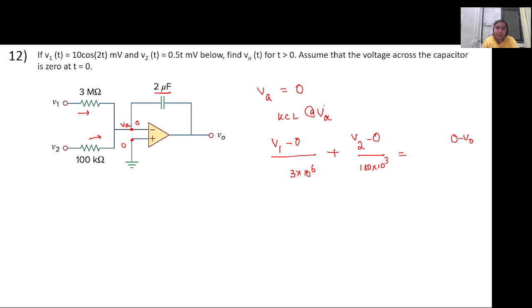Yeah, we can write it in S, but then we have to convert all this in S. So you can also write it in terms of the differential equation, since this is a simple 1 by C problem.